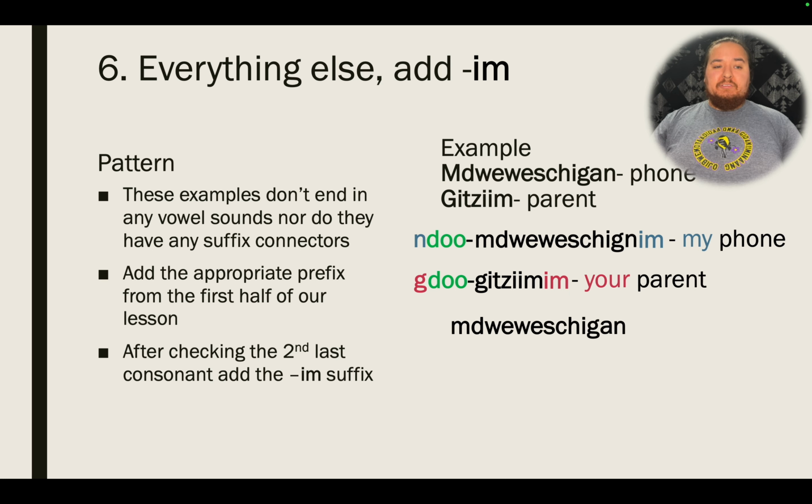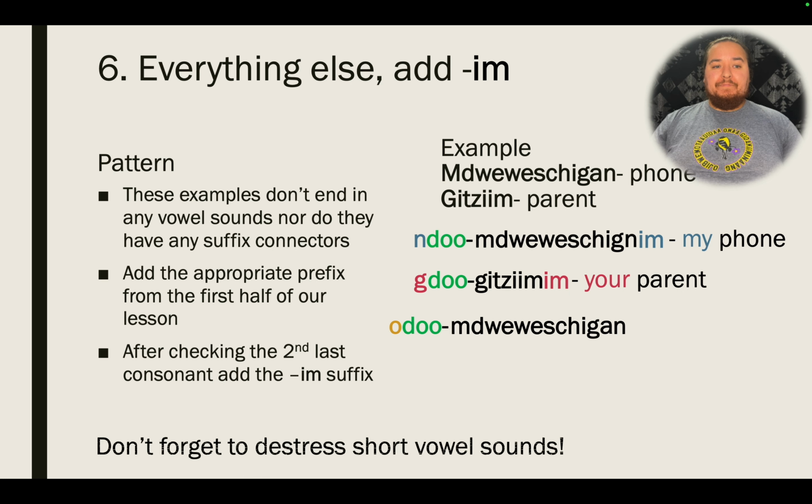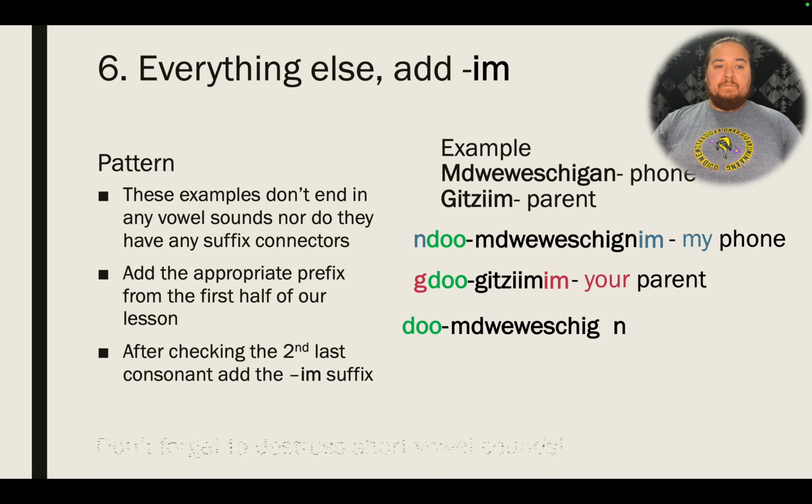And for third person, we're going to use mdweweshchigan again. Because it starts with a bunch of consonant sounds in front, we're going to use our extended pronoun. Do. Add our O suffix for our third person. Now, we're going to get rid of that A sound just like we did at the top because of our second last consonant rule. And we're getting rid of the O sound too because we can drop that. Bring it in, and we'll add our IM suffix. And so, dom dweweshchignim for his or her phone, which is also fourth person. So this is how we go from dweweshchigan to dom dweweshchignim.